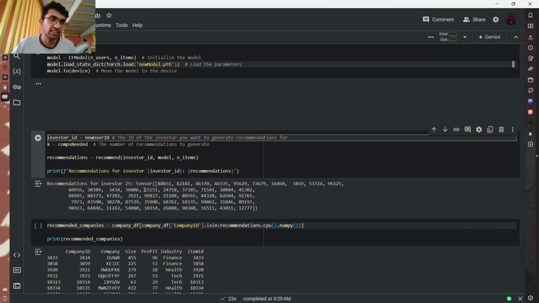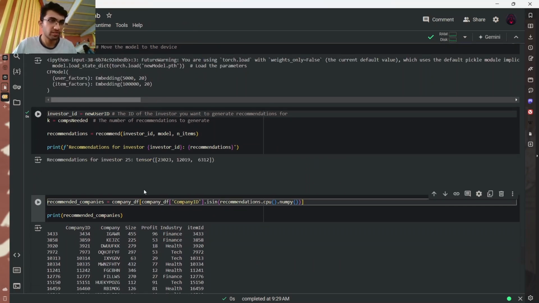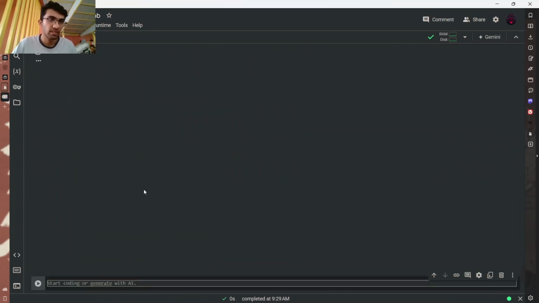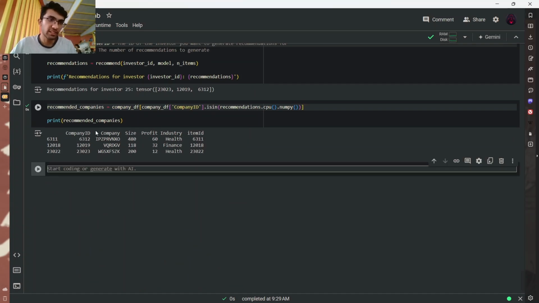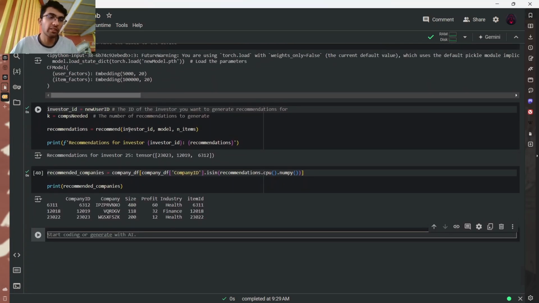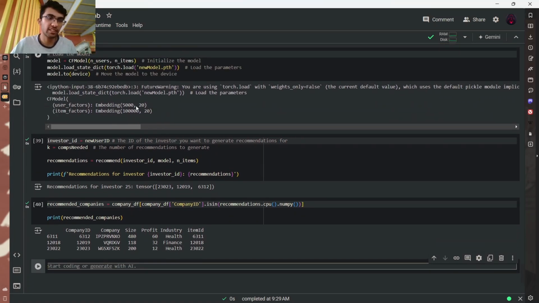Using the model which we have trained, it will recommend 3 companies, which is company ID with 6312, 12019, and 23023. This is how it has recommended using the collaborative filtering system. Moving on.